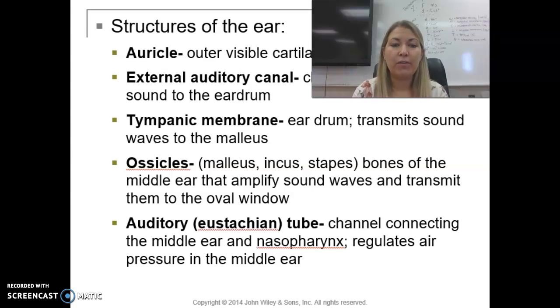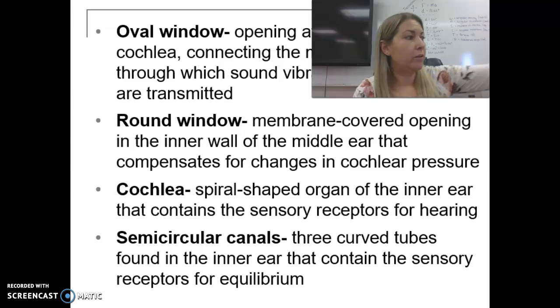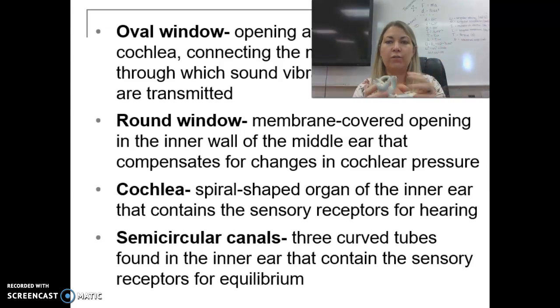And then the inner tube is called the auditory or eustachian tube. If you had a lot of ear infections when you were a baby, they sometimes put artificial tubes into those to widen them, because they can be very, very small in babies, which leads to a buildup of fluid, and that can lead to infections. Its job, when it's open and clear, is to regulate the air pressure on the other side of the tympanic membrane. Some other structures are the oval and round windows, the cochlea, and then the semicircular canal. So these are all structures in your inner ear.